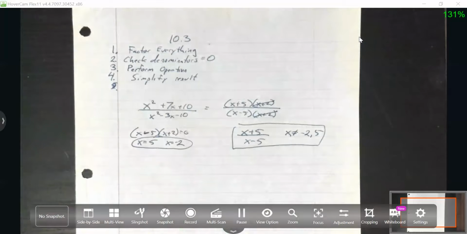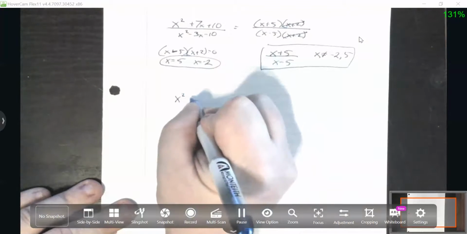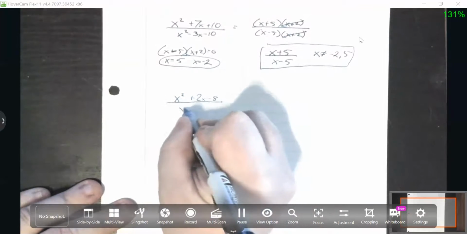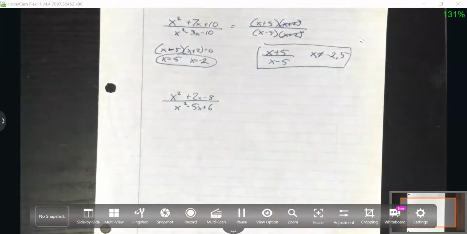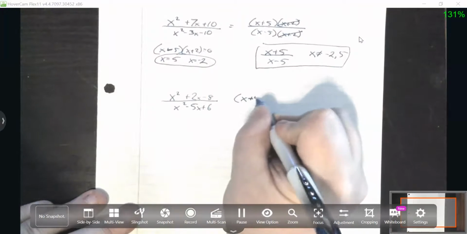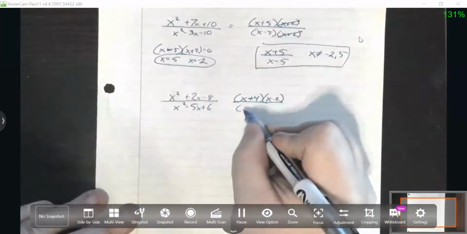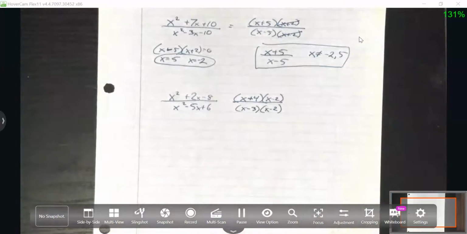So let's take a look at another example of simply simplifying. How about x squared plus 2x minus 8 over x squared minus 5x plus 6. We're going to start with the same thing. Our first step is to factor everything. This is factorable. It's a standard trinomial. So we have x plus 4, x minus 2. On the bottom, we have x minus 3, x minus 2, as we factor them out.